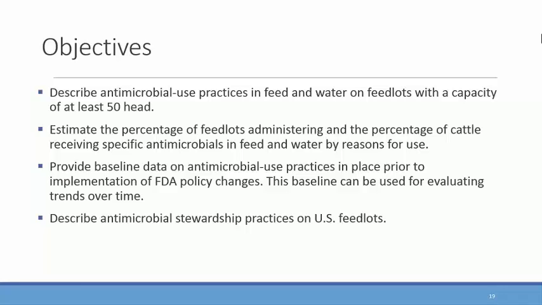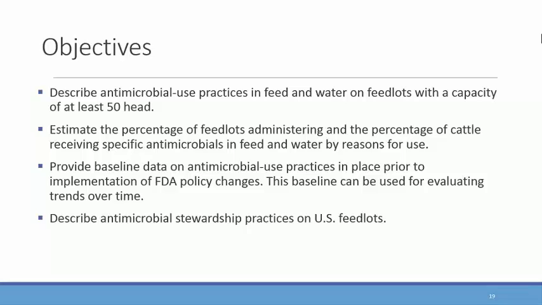This will provide baseline data on antimicrobial use practices in place prior to the implementation of the FDA policy change that I referenced earlier. Note that our reference date is January 1st, 2017, so we are looking for data from calendar year 2016, and we'll talk about that in a minute. The baseline for calendar year 2016 can be used to evaluate trends in use over time. And very importantly, we want to describe stewardship practices on these feedlots.